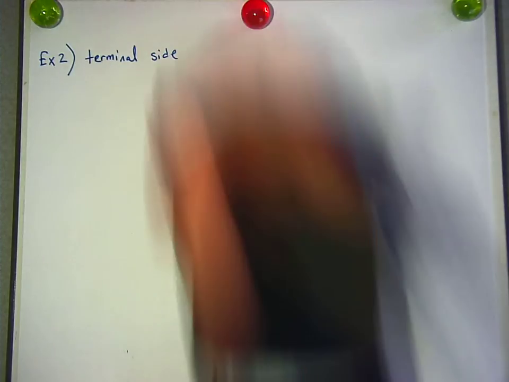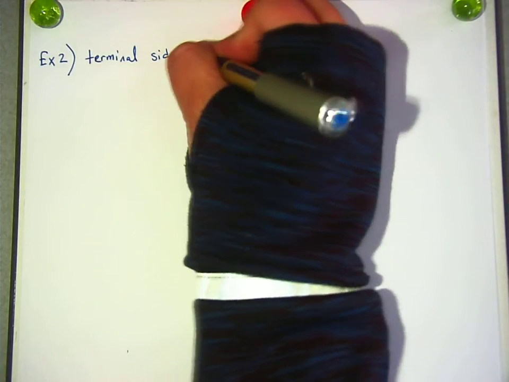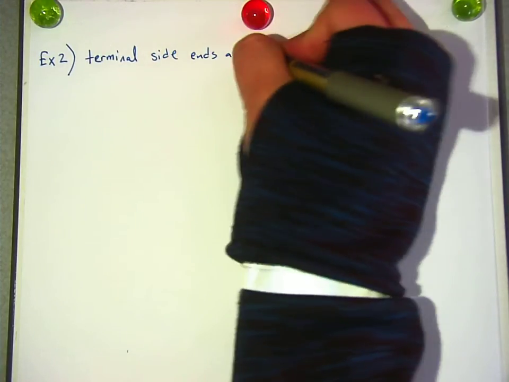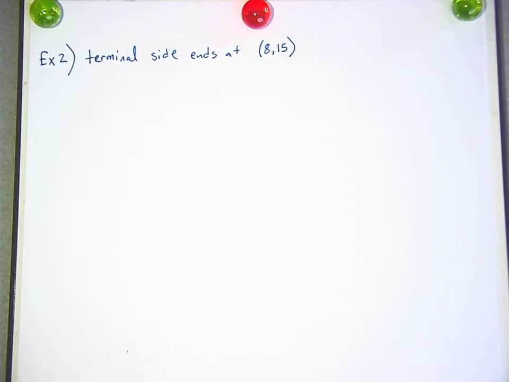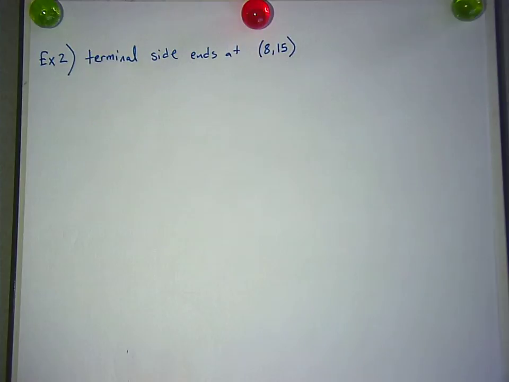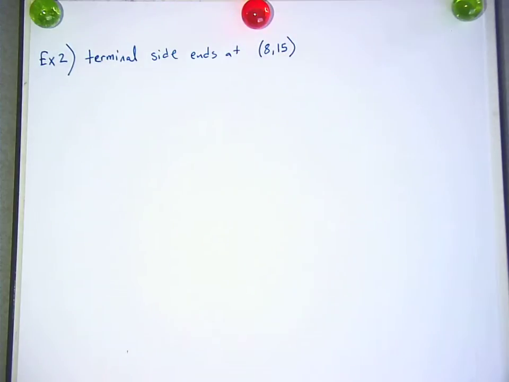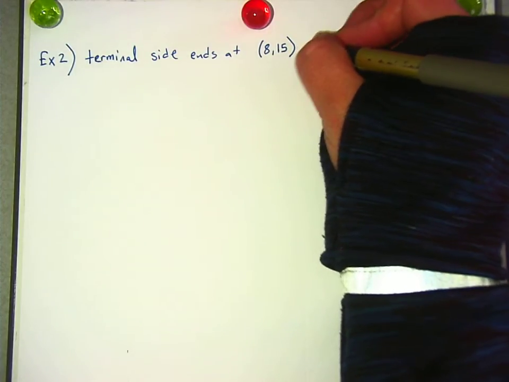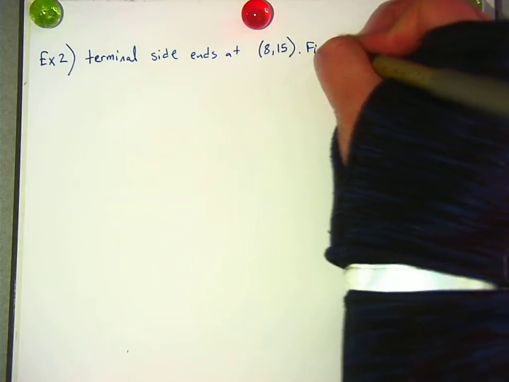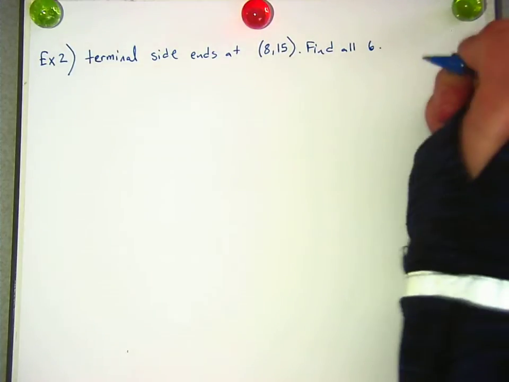All right, so this one is going to end at 8:15. Oh, this is another one of those triples, actually. So apparently there's not just 5, 12, 13, but another one as well, but it gets a little higher. Okay, and we have to find all 6.